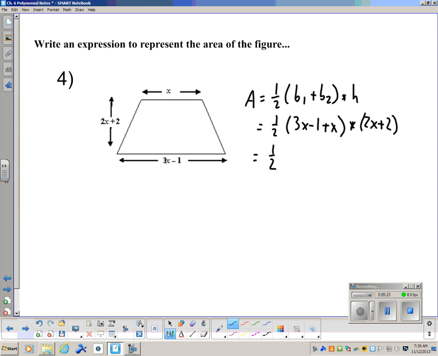I'm going to combine my like terms there inside the parentheses, that first set of parentheses. So 3x plus 1x gives me 4x. And I still have it times 2x plus 2 out here.